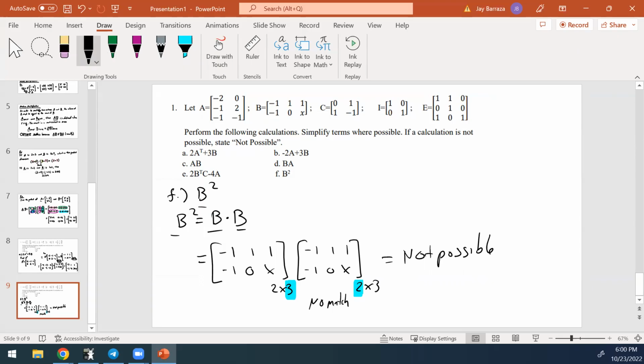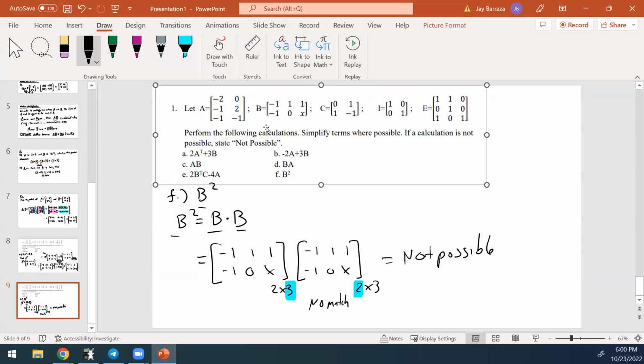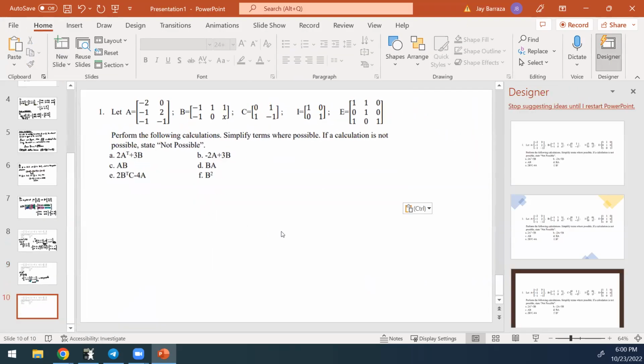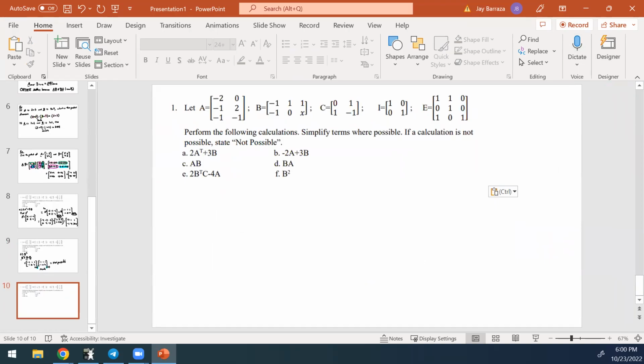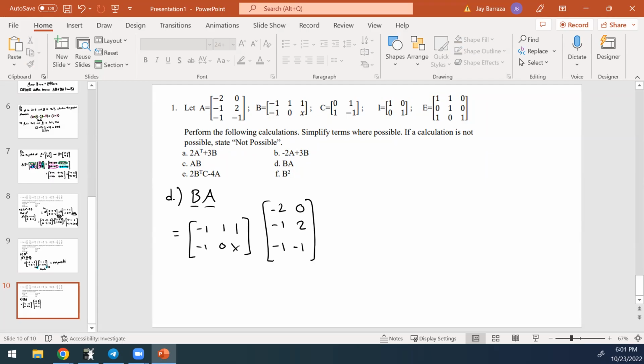You know what? I'll do, let's see, 2 by 3. I'll do D. Sorry, not B, D. I'm not going to do every single one of them, unless there's a specific one you want me to do. I'm going to do D and then move on. So B times A is equal to [-1, 1, 1; -1, 0, x] and then [-2, 0; -1, 2; -1, -1], like that.